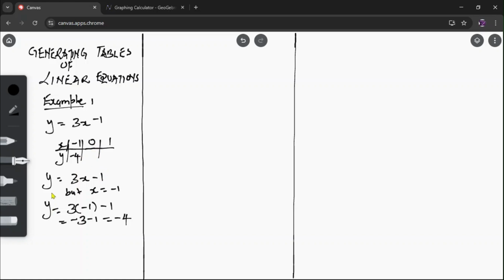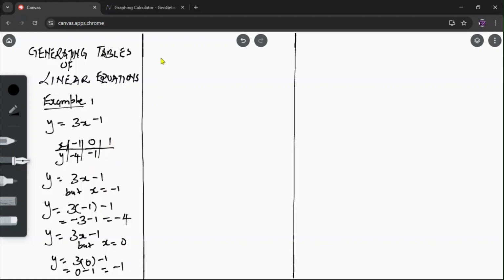Then I come to the next number. I follow the same procedure: y is equal to 3x minus 1, and the value of x here is 0. So y is equal to 3, where there is x, I put 0, then I subtract 1. We have y equals 3 multiplied by 0, which is 0, minus 1. So 0 minus 1 gives me -1. So here I write what? -1.